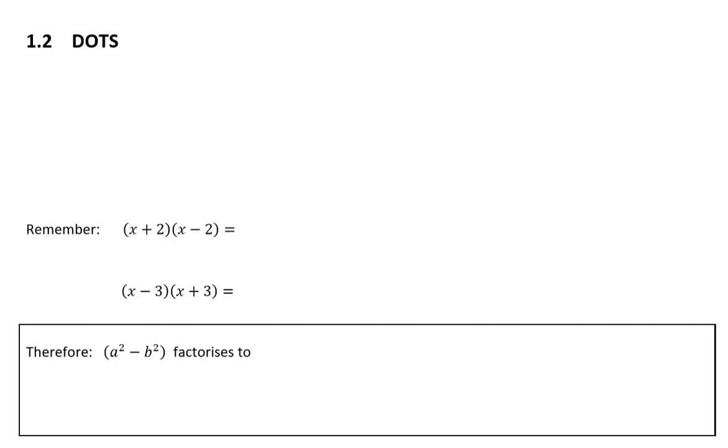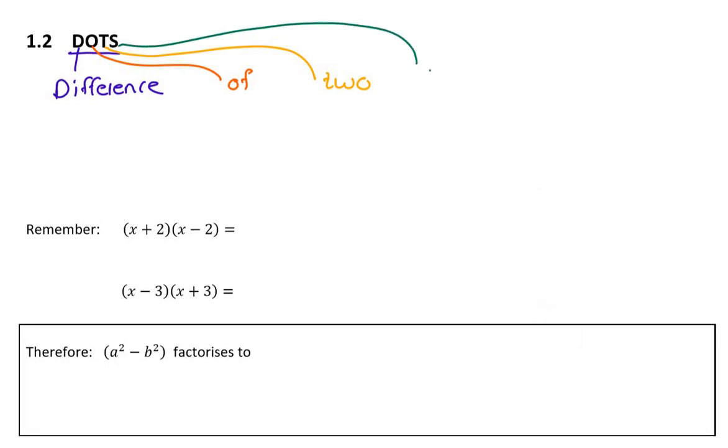So if the question says factorize, the first thing you do is check for a highest common factor, because if there is one, you must first take it out. The second thing you do is check for today's topic, which is called a DOTS. Now that's an acronym, so what does it stand for? DOTS stands for difference of 2 squares. So DOTS is just a shorthand way of saying difference of 2 squares.